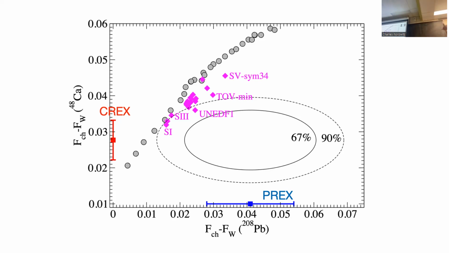And so PREX has a thick skin. Calcium, we're finding a significantly thinner skin in calcium-48. And theory doesn't directly get here, but at the 90% confidence level, there are a number of calculations which are consistent with both PREX and CREX.